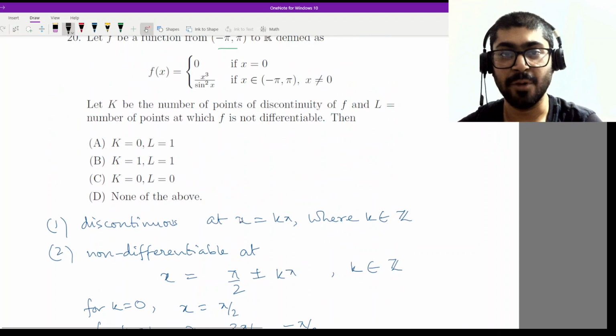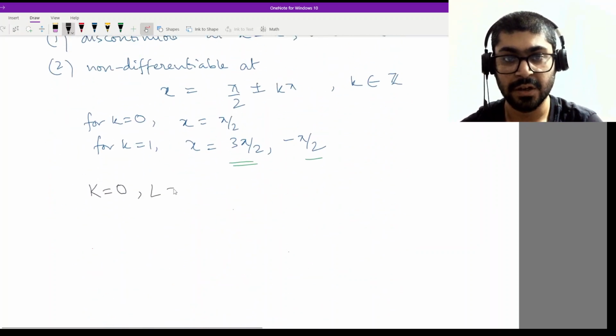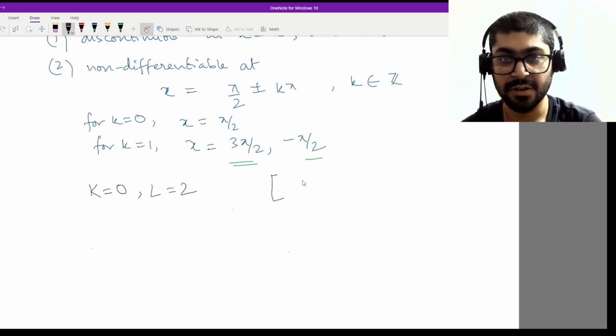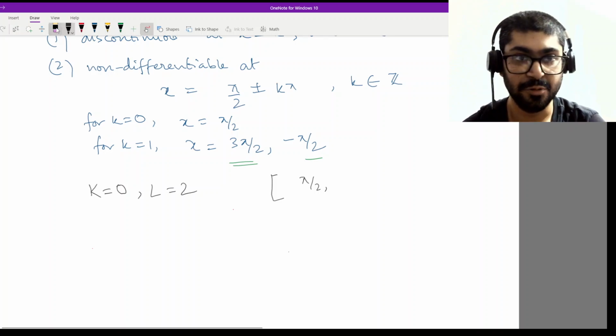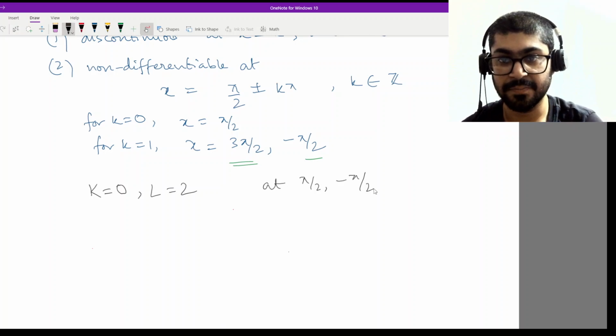Now what is the number of points at which it is not differentiable? So this will be 2. Now L is equal to 2 because I have the values pi by 2 and, okay, let me remove this bracket because otherwise it will appear as a range, at pi by 2 and minus pi by 2.